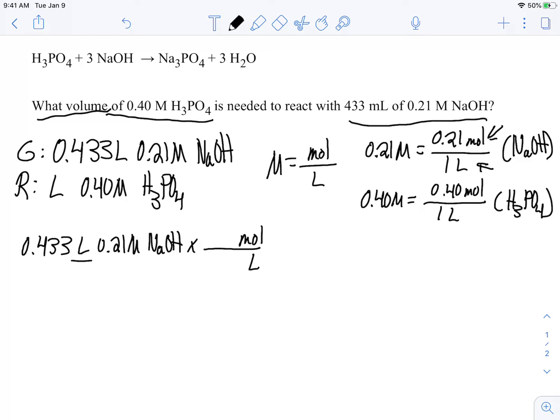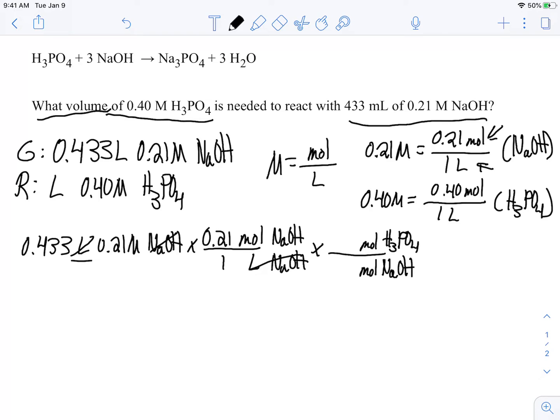So if I look to the right, I see 0.21. 0.21 moles goes on top, and this is moles of NaOH. On the bottom, 1 liter of NaOH. Canceling out units, I'm now in the unit of moles of NaOH. Once I get into moles, I can use the mole ratio. Moles of NaOH needs to go on the bottom in order to cancel out. My required is a substance of H3PO4, so moles of H3PO4 goes on top.